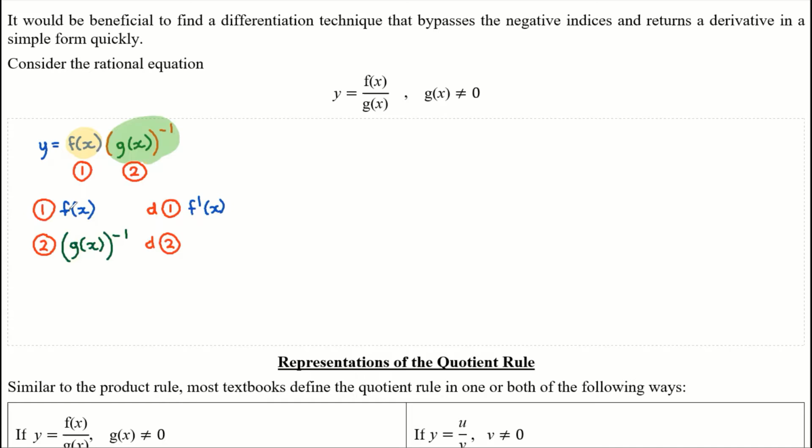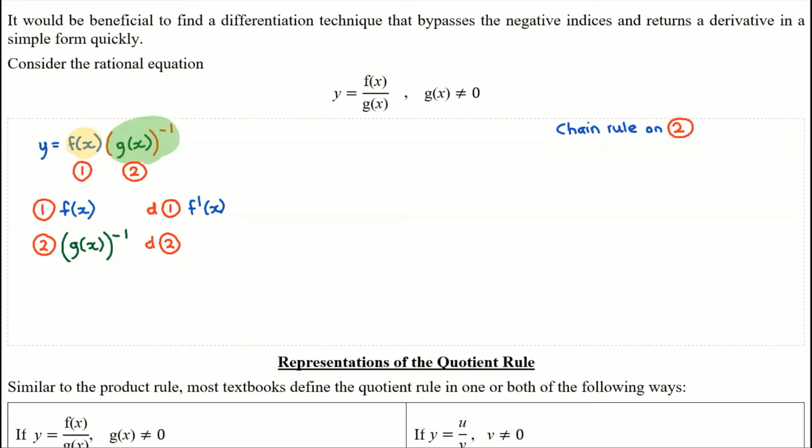Now, the second derivative is not quite as straightforward, is it? We've got the g of x. If you differentiate that, is obviously g dash x, but the fact it's all raised to the power -1 causes a problem. So I'm going to use the chain rule here. So I'm just going to do a little aside up at the top. So we're going to use the chain rule on 2. Okay. So how am I going to do this?